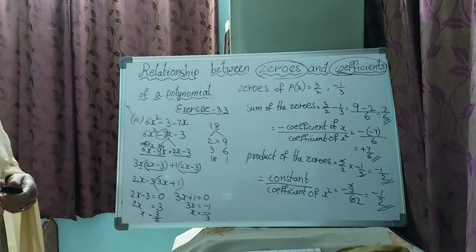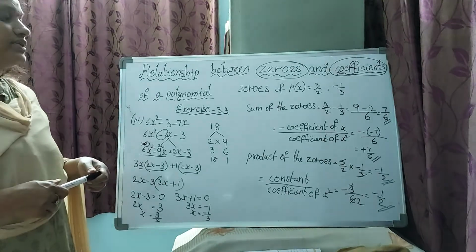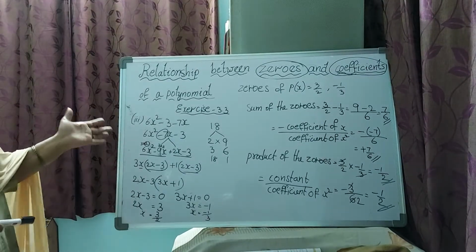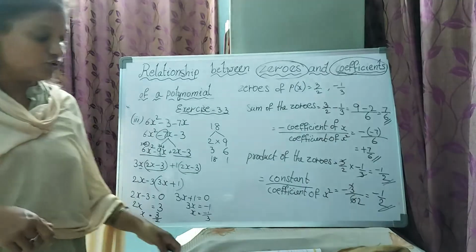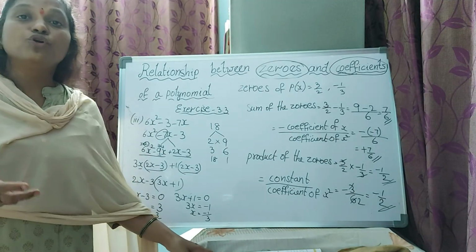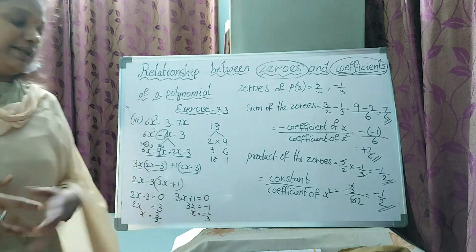In this way we can verify the product of the zeros and the sum of the zeros by using these coefficients. Okay, thank you. Tomorrow we'll see the remaining. If you know how, try to do the remaining problems.